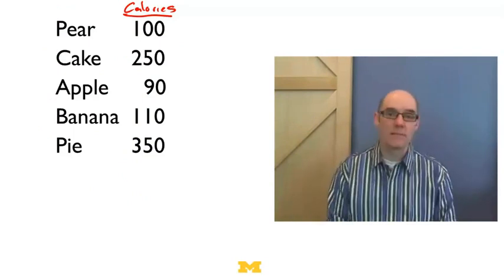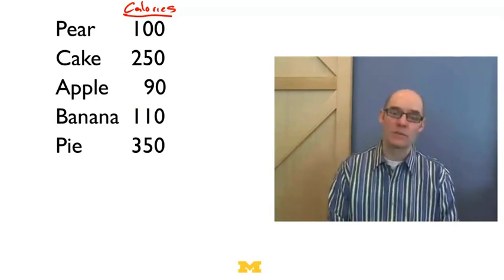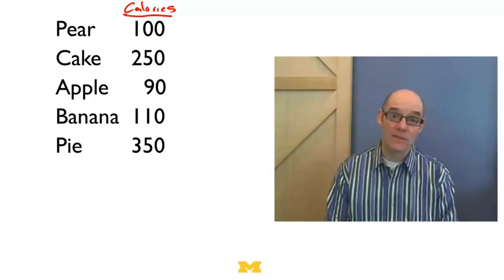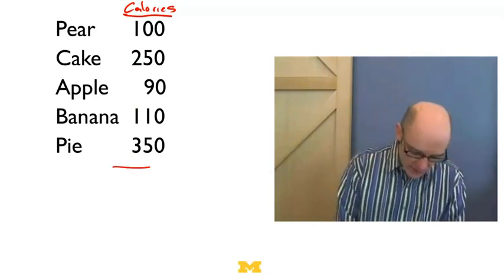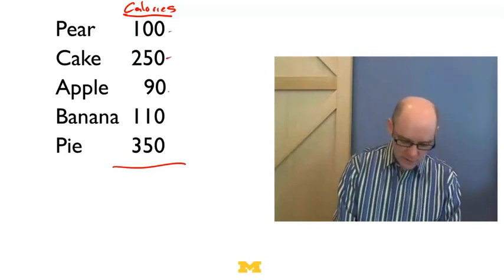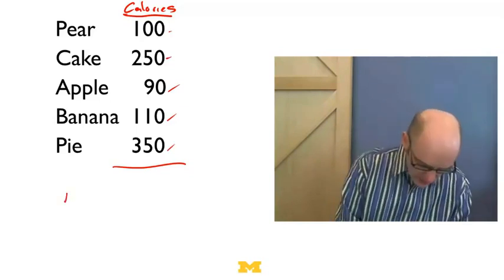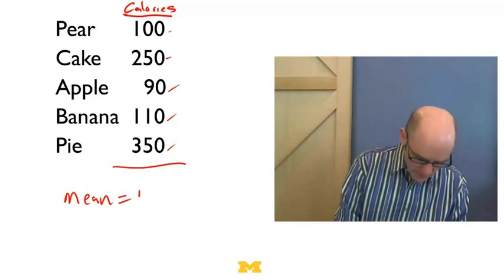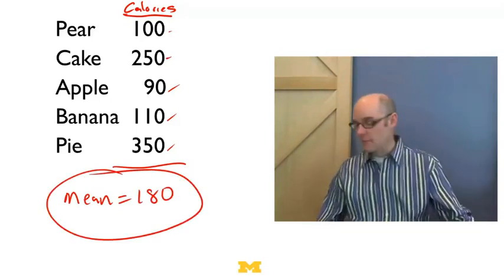Well, the first thing that I need to try to make sense of is how much variation there is in this data. To understand how much variation there is, first I've got to find out what's the average value, and then variation tells me how far things are on average from that value. So if I add all this up, I've got 100 plus 250, that's 350, 440, 550, 900, right? So we've got 900 divided by 5, so that means the mean here is 180. So on average, everything in this group has about 180 calories.